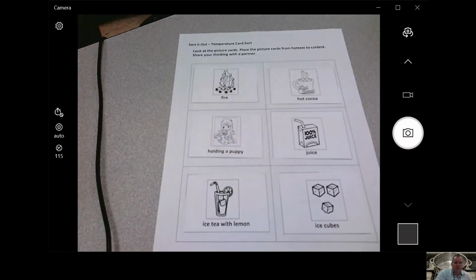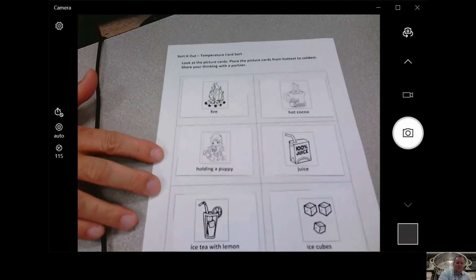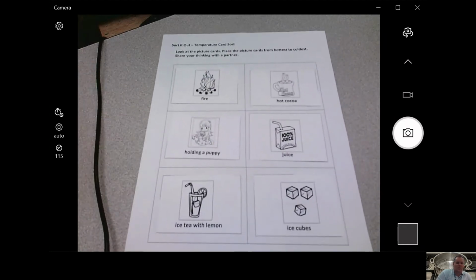Do you agree with everything that I did? You can talk with a partner and see if you agree or disagree. What would you change with the way I sorted? And you can do your own sort here. Maybe you can get some different cards, or think about some objects around your classroom that you could rank from hottest to coldest. Or if you're at home, think of some things around your house that you could rank hottest to coldest as well.